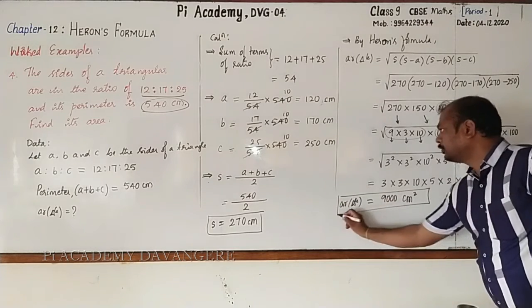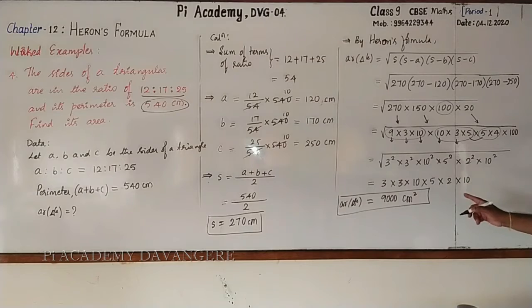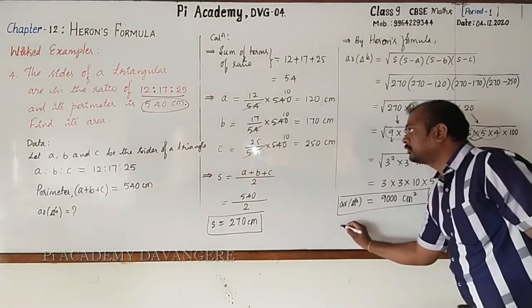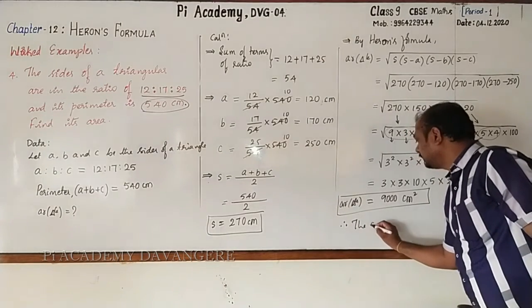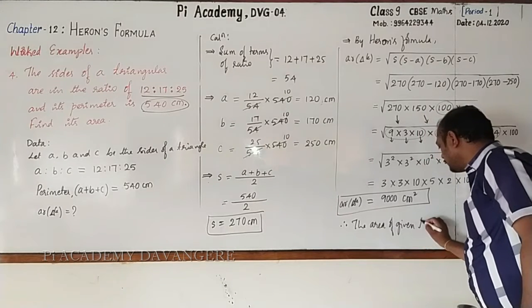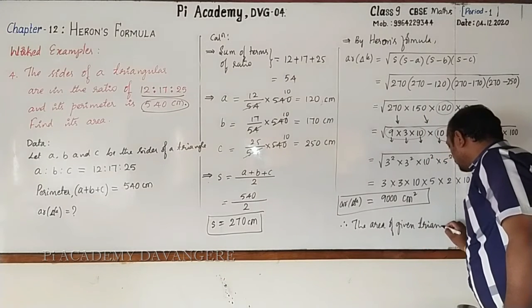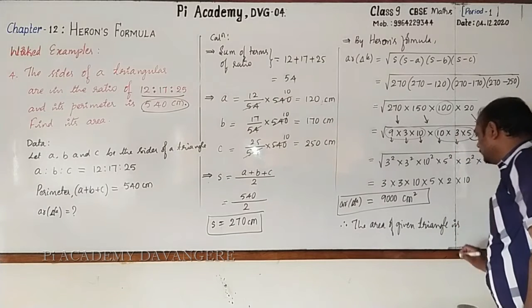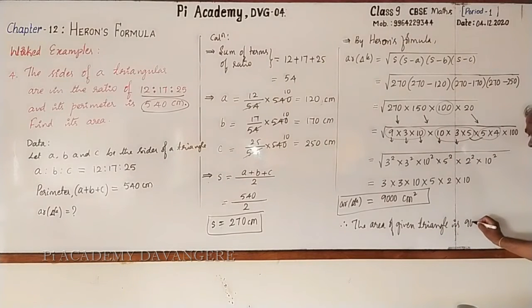Yes. Hope that all of you have got the same. So I'll write the conclusion. Therefore, the area of the given triangle is 9000 centimeter square. Followed? Please go for copying this complete.